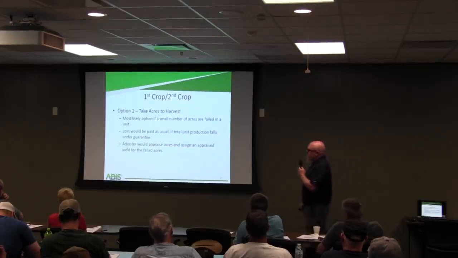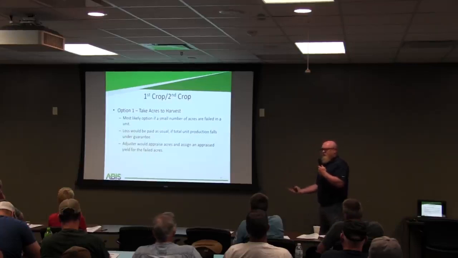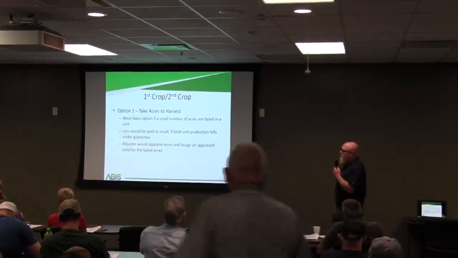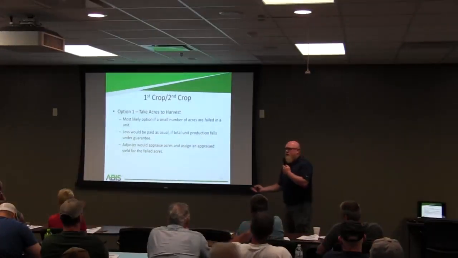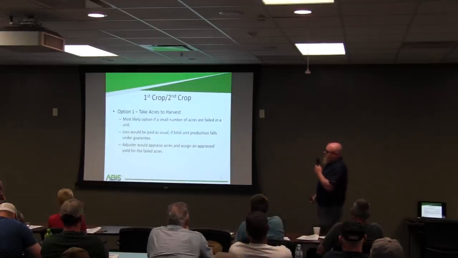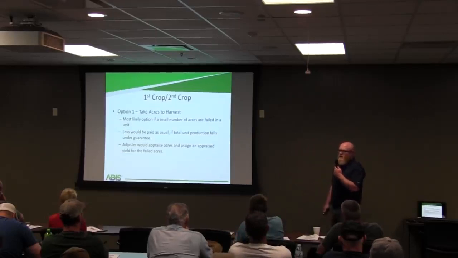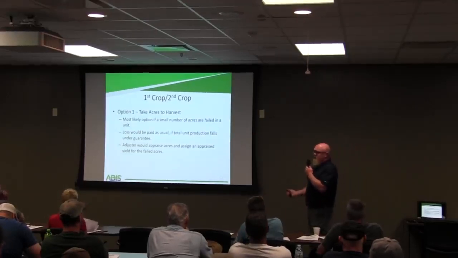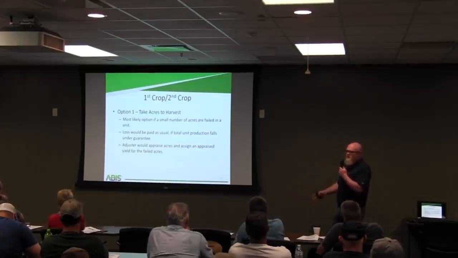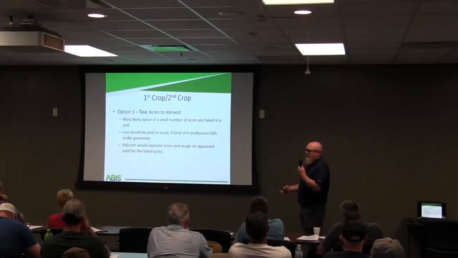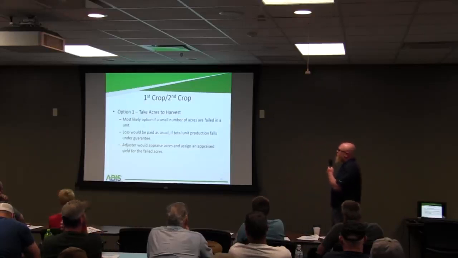So on option one, take the acres to harvest. This would be the most likely option if you just got maybe a few drown-out spots in a field, a few acres here or there. If total unit production falls under guarantee at that point, loss would be paid. The adjuster would appraise the acres and assign whatever he determines through his means for a yield for those failed acres. Generally, it's going to be zero when considering a drown out, especially this early on. But sometimes they do assign a number depending on what the situation is.